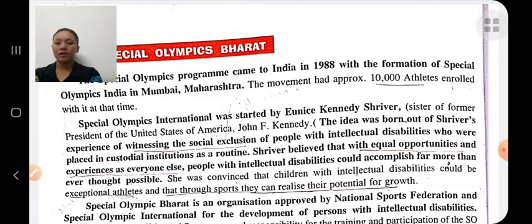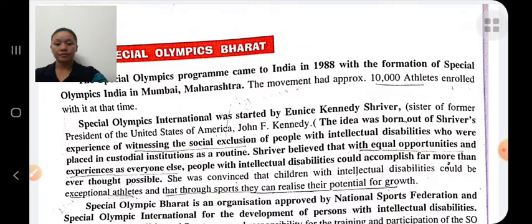The Special Olympics International was started by Eunice Kennedy Shriver for people with intellectual disability. The idea came to her mind when she witnessed the social exclusion of people with intellectual disability. She thought that if we give them the opportunity to participate in games and sports, they can also be exceptional athletes, and through games they can show their potential. So she started the Special Olympics International.